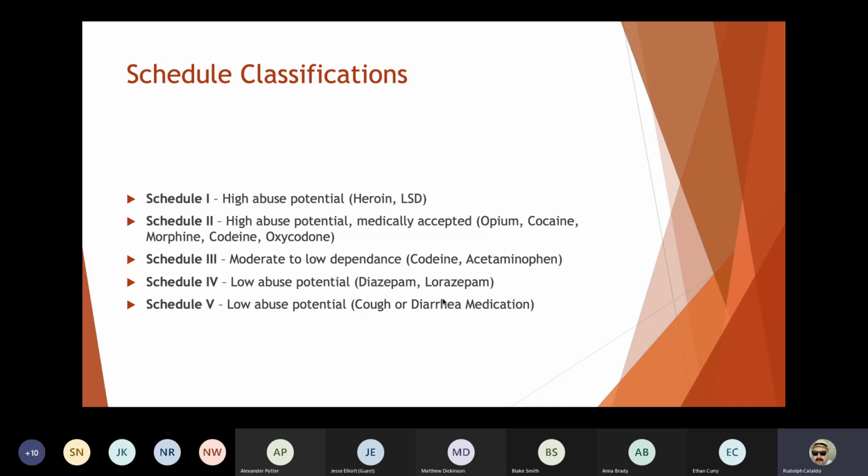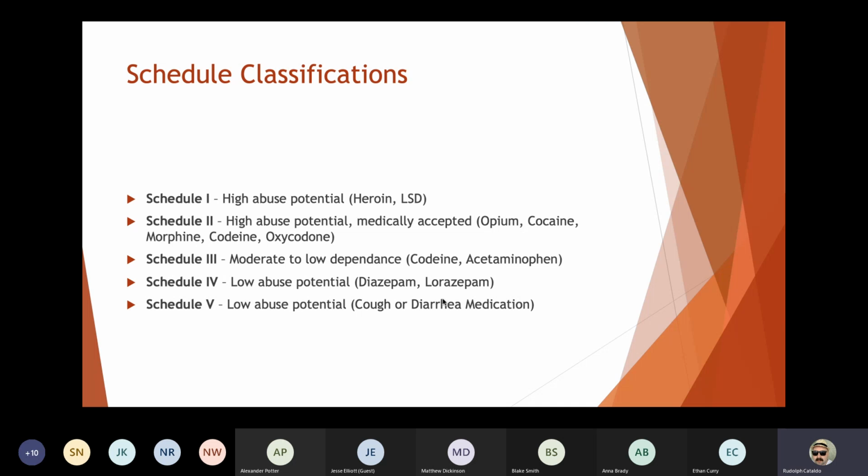Schedule 3, moderate to low dependence, again, would be codeine or acetaminophen. So those are basically over-the-counter drugs that people can take and become addicted to if they take them over a period of time. Absolutely. Ketamine is also going to fall into Schedule 3.